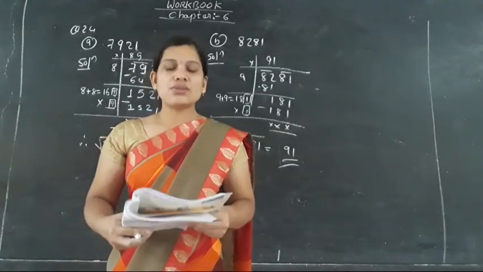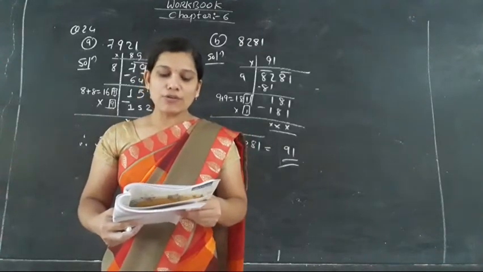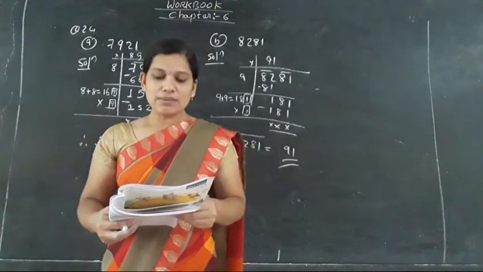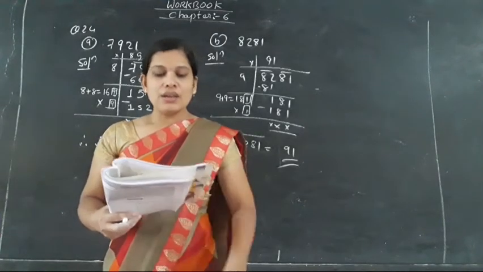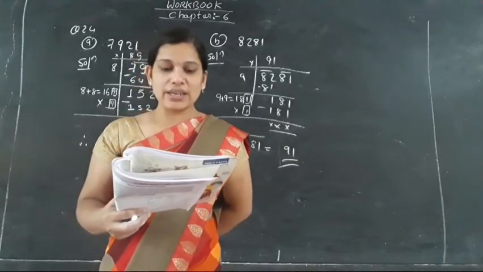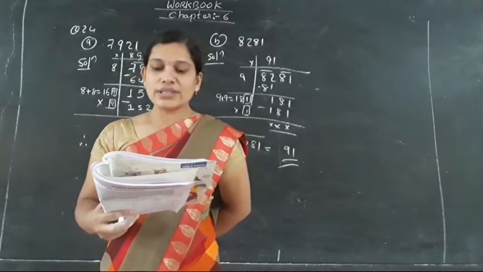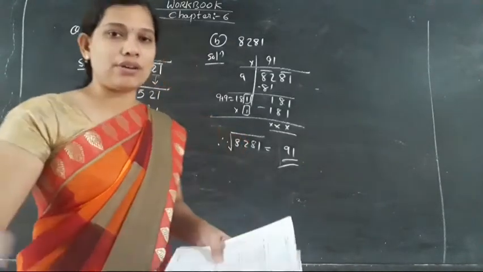Moving towards the next question, we are having question number 25. It says solve the following, find the least numbers. Here the question is solve the following, that means there are A, B, C parts. Find the least number of 6 digits which is a perfect square. So we have to find the least number that is a perfect square.